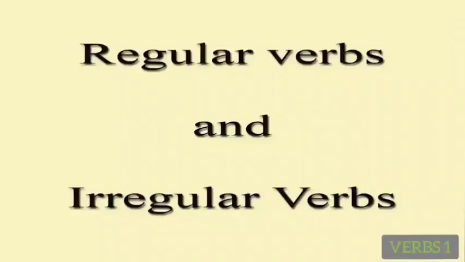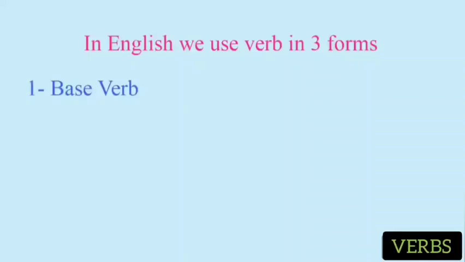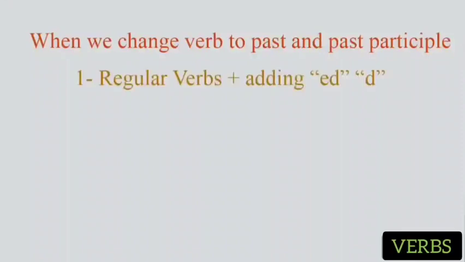Now next is regular and irregular verbs. This is very easy to understand and we have been attached to it for a long time. Basically in English we have three types of verbs. The first one is the base verb, then we have the past form, then we have the past participle. Then V1, V2, V3. Sometimes we make V4, V5.